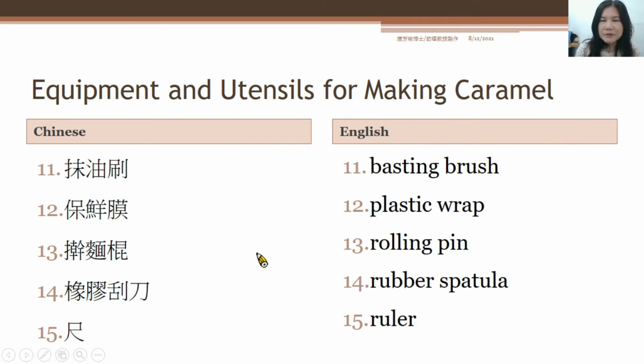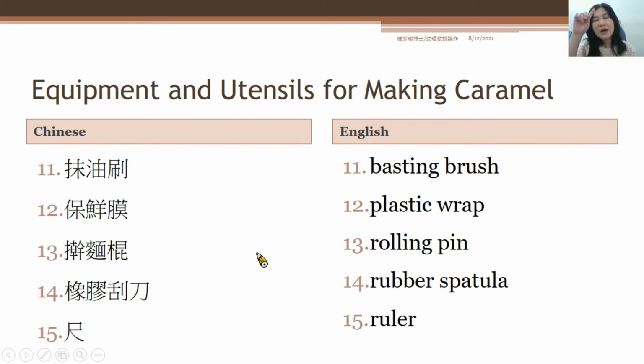And then you need plastic wrap, and this is very common in the kitchen. We use plastic wrap to wrap a container. For example, you put the ingredient in the container, then you need plastic wrap to cover the container.